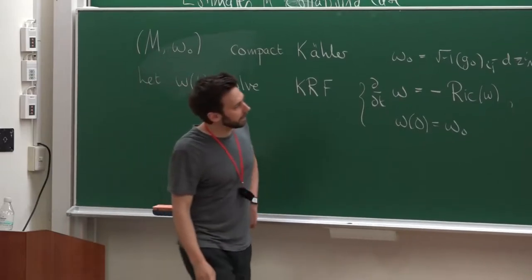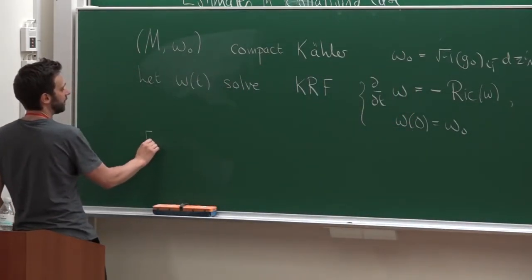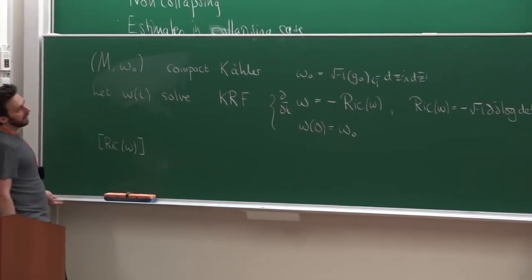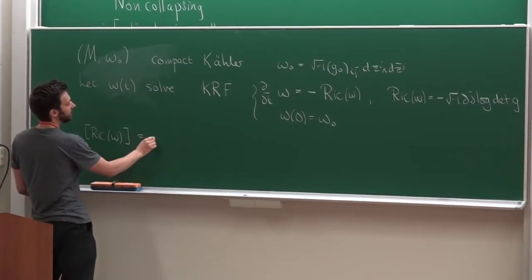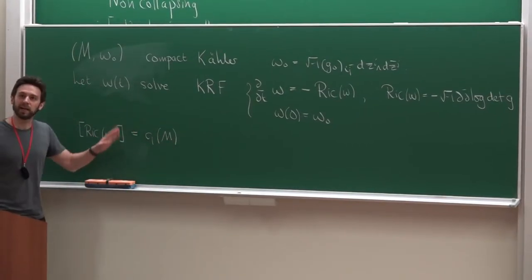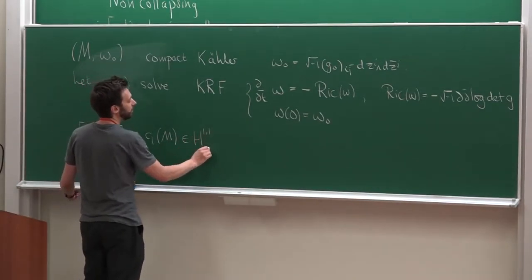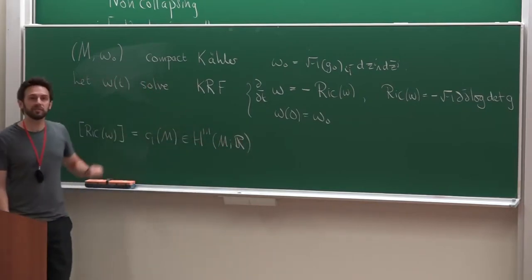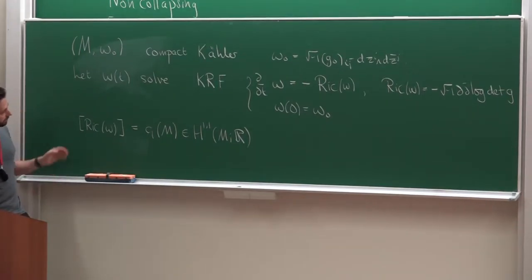And we note that Ricci of omega is, of course, a closed (1,1) form, and it defines an element of cohomology. This is known as the first Chern class. Well, this is usually with a factor of 2 pi. Let me just ignore the 2 pi. This is an element of H^{1,1}. You can think of these as the closed real (1,1) forms quotient out by the exact ones.